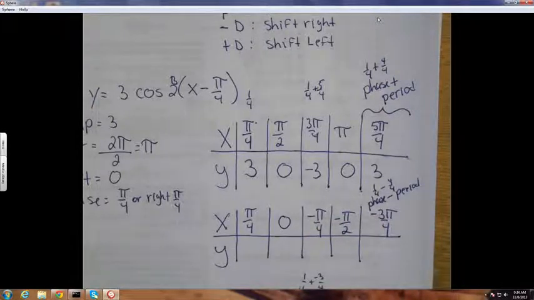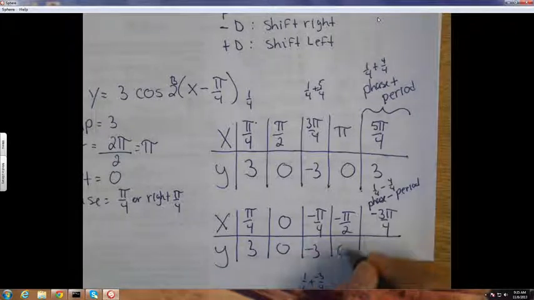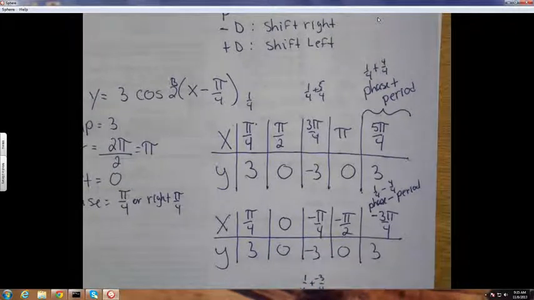The x's got a lot harder, didn't they? Okay, one good thing, y's never change. Cosine's still symmetrical, so y's don't change. Just the x's are affected because of that horizontal shift. That's going to change all the x business today.